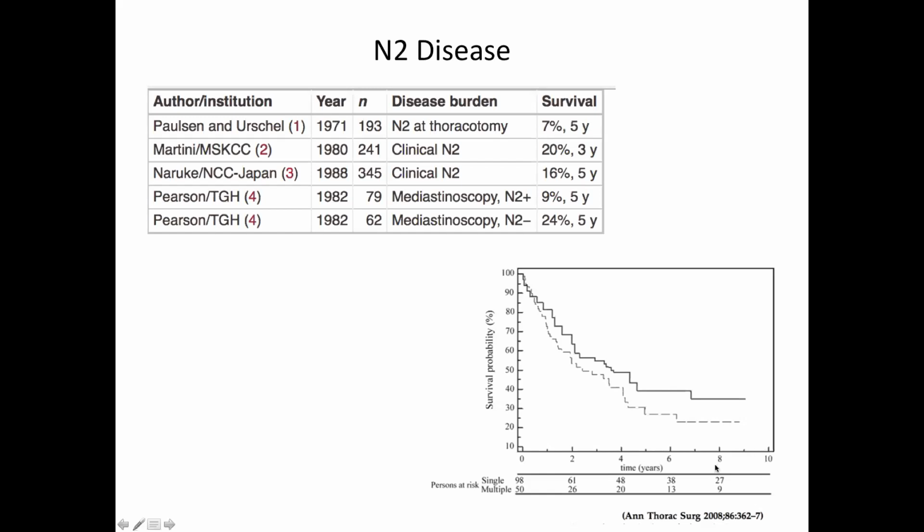And again, just for single or multiple N2 disease at the bottom, we see that brought out more clearly in a more recent study, looking at a slightly different group. Again, single station N2 disease, survival, well, if we go to 5 years, we're looking at about 50% versus less than 20% 5-year survival.